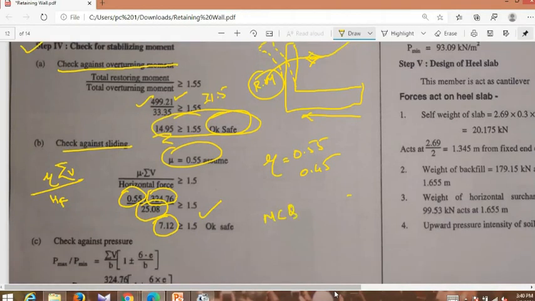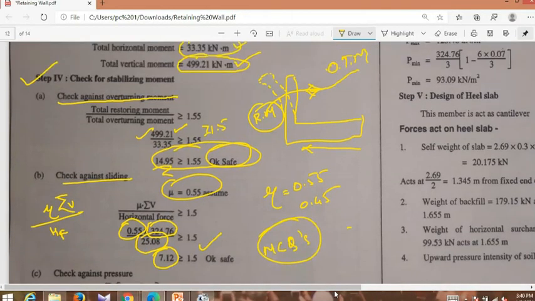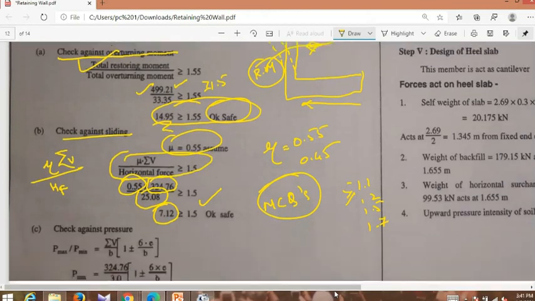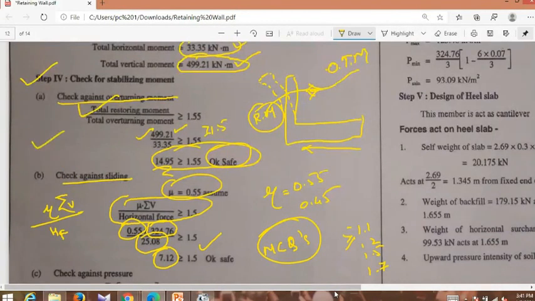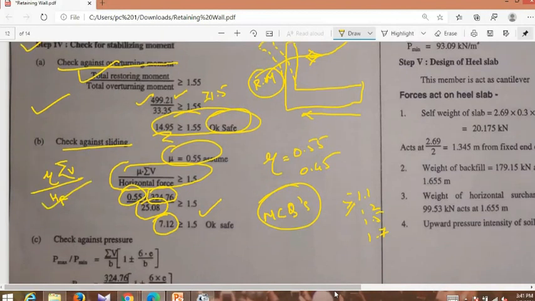For MCQs, he may ask that the ratio of restoring moment divided by overturning moment should be greater than or equal to 1.1, 1.2, 1.5, 1.7, like that he may ask, or he may ask this formula, or also for sliding he may go for this formula and the ratio. See here, our retaining wall has passed, it is safe in overturning moment and also against sliding.